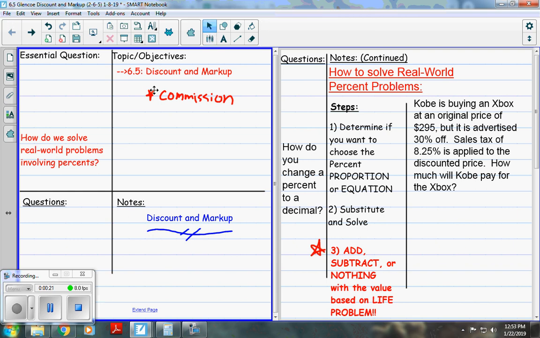But our essential question in this lesson is going to be, how do we solve real world problems involving percents? Our primary focus will be discount and markup problems, but we're also going to discuss commission and tax and so forth. Go ahead and pause here and copy down what you see.